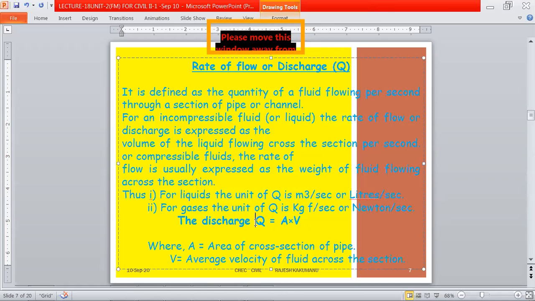Therefore, the discharge Q is equal to area into velocity of the fluid. A is the area of the cross section of a pipe, or any container or chamber carrying liquid. V is the average velocity of the fluid across the section, the cross section of the pipe. Thereby, discharge Q is equal to A into V. For liquids, Q is equal to A into V, in meter cube per second or liters per second. For gases, the unit is kgf per second. Okay, now next.